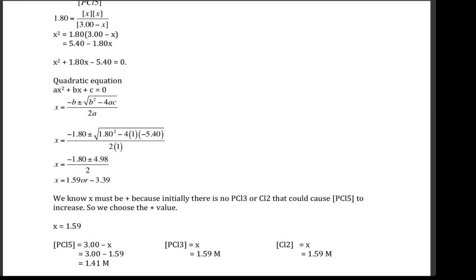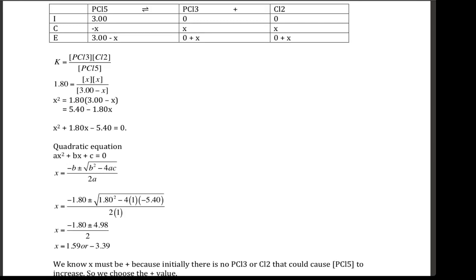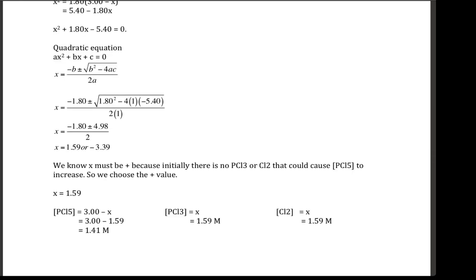So x is 1.59. Going back to our ICE table, we see that PCl5 concentration at equilibrium is 3 minus x. We see that the PCl3 and the Cl2 concentrations are x. All right, so we have PCl5 equals 3.00 minus x, 3.00 minus 1.59, we get 1.41 molar. And then the PCl3 and the Cl2 concentrations are x, or 1.59 molar.